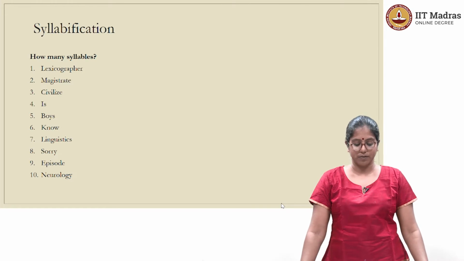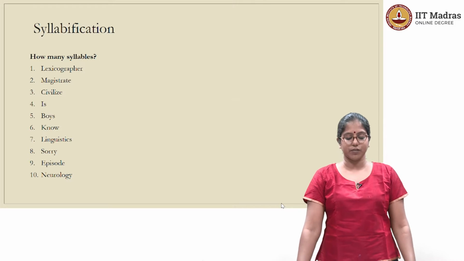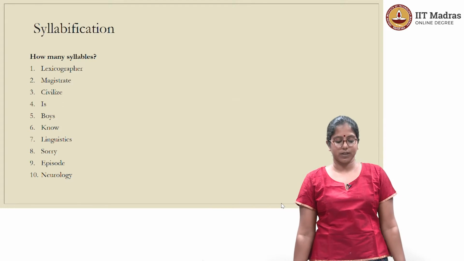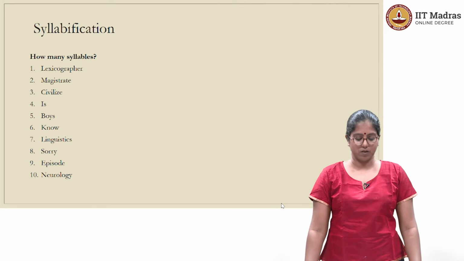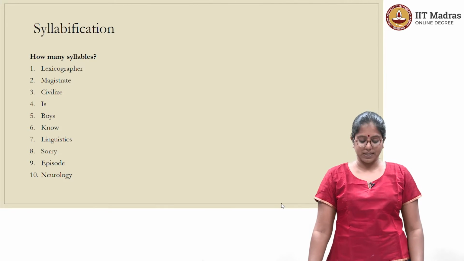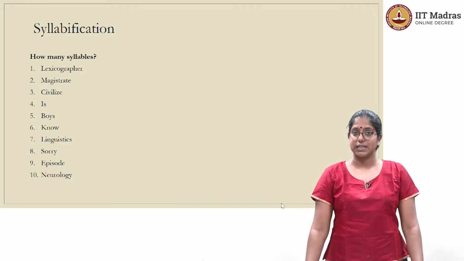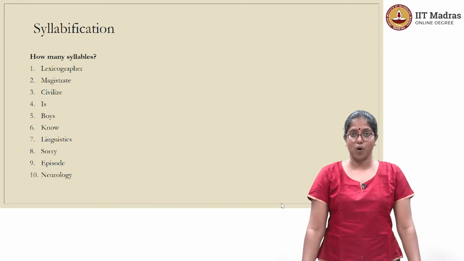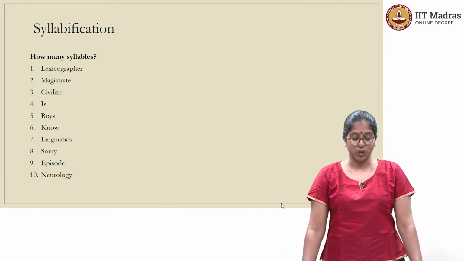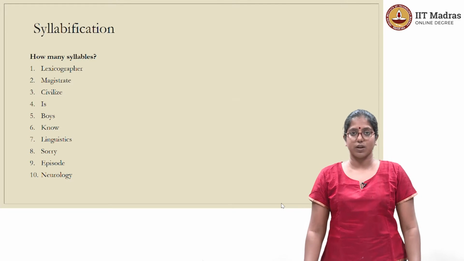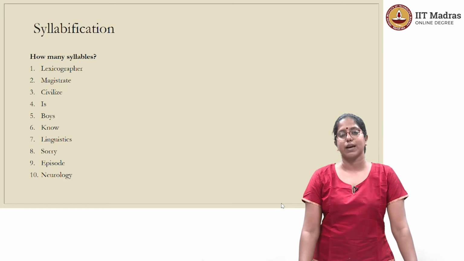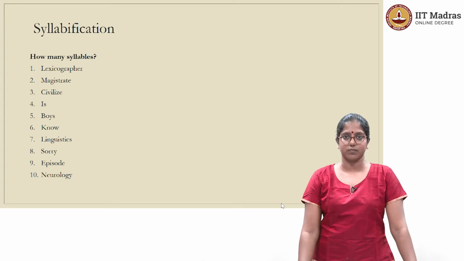Let me repeat that again for you. How many syllables are there in the following words? The first word is lexicographer, second is magistrate, third is civilize, fourth is "is", fifth is boys, sixth is no, seventh is linguistics, eighth is sorry, ninth is episode and tenth neurology.